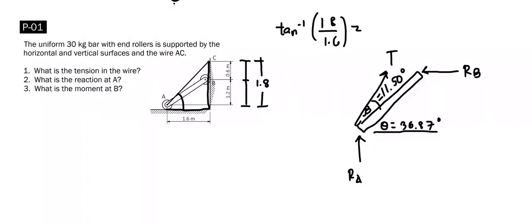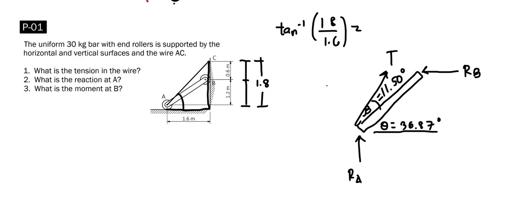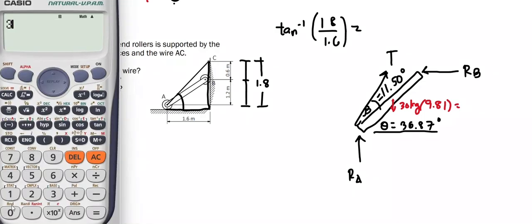We have the weight of the bar, since it has a mass of 30 kilograms that is located by the centroid. So the weight is equal to the mass of the bar times the gravitational acceleration of 9.81. So that is equal to 30 times 9.81, which is equal to 294.3 newtons.